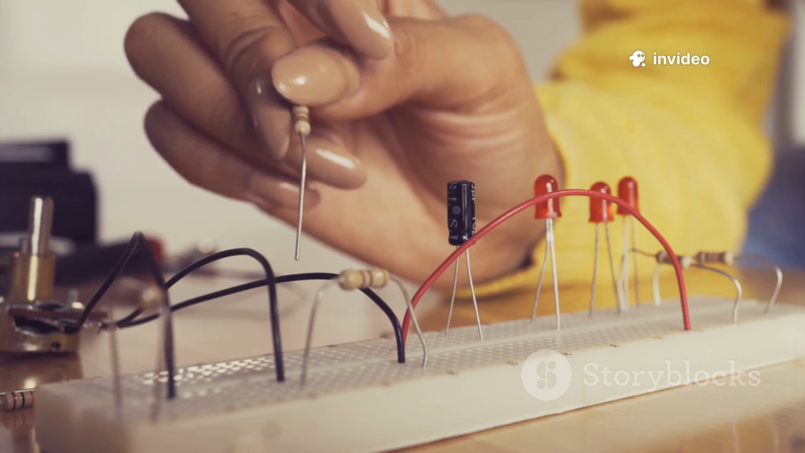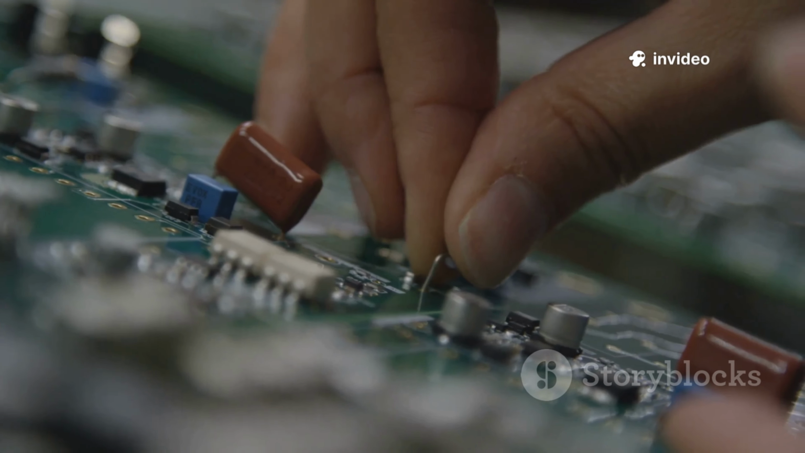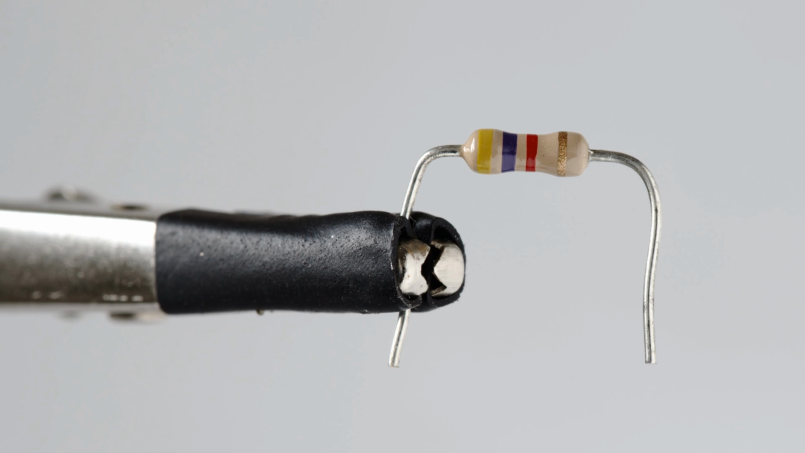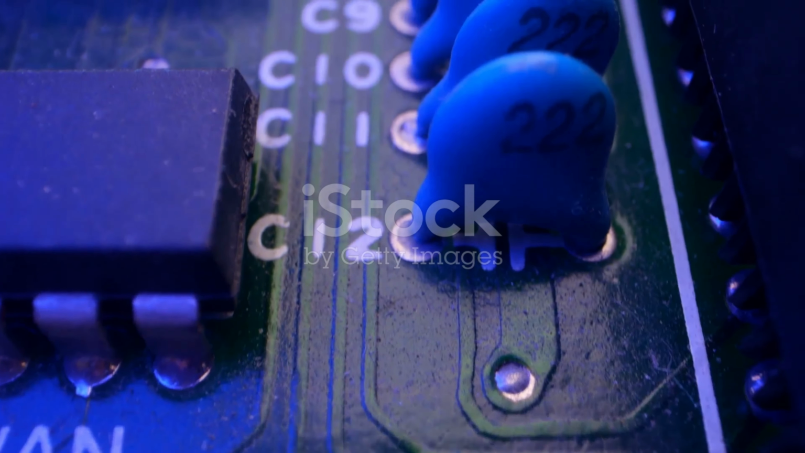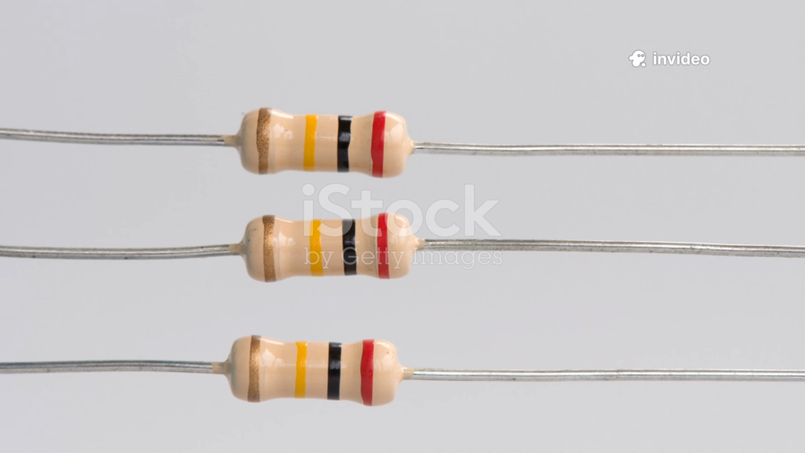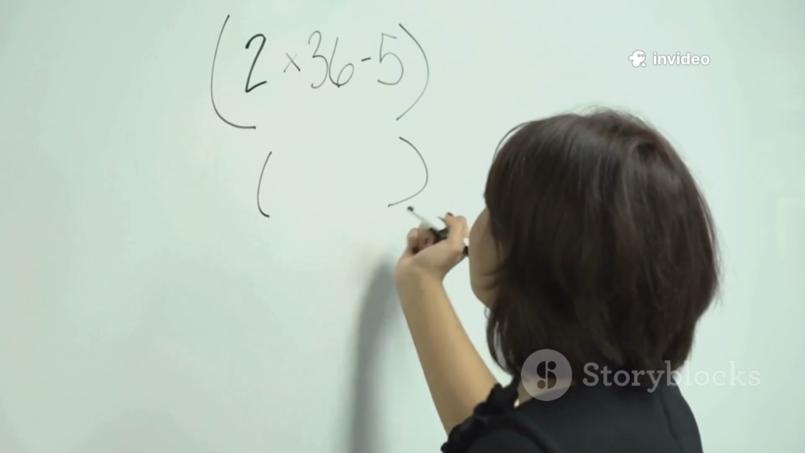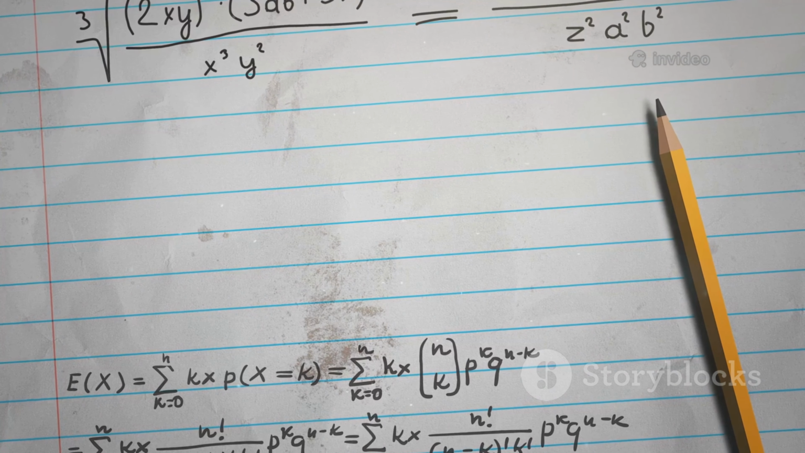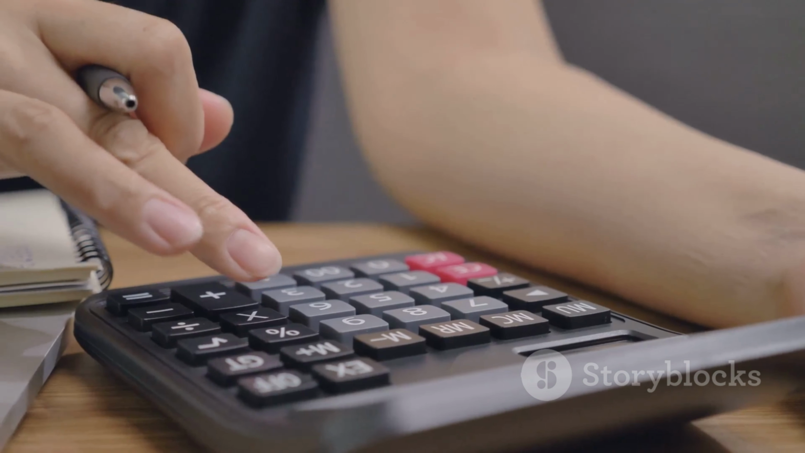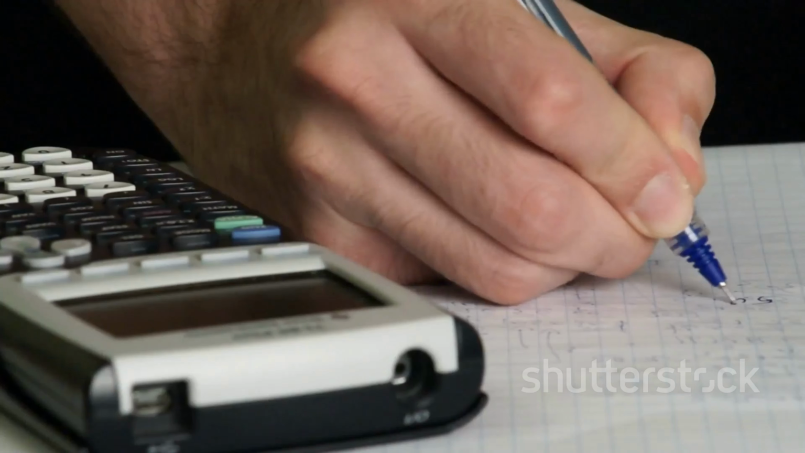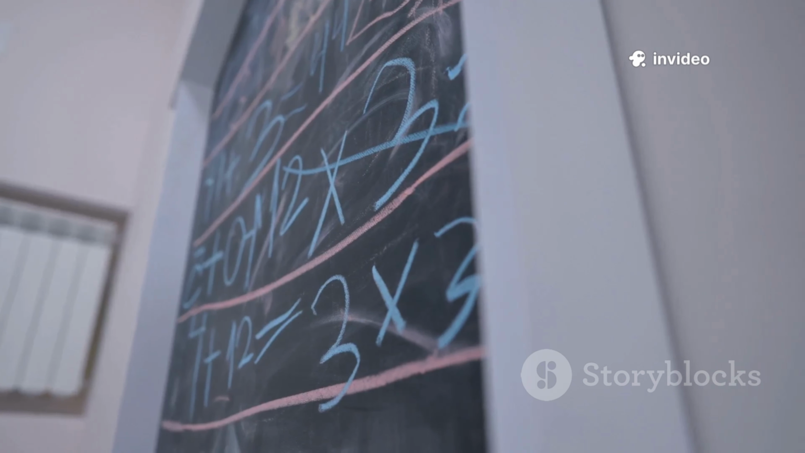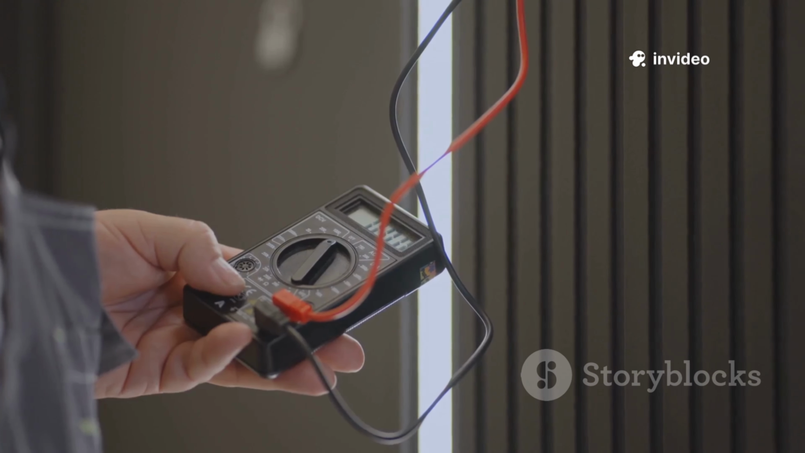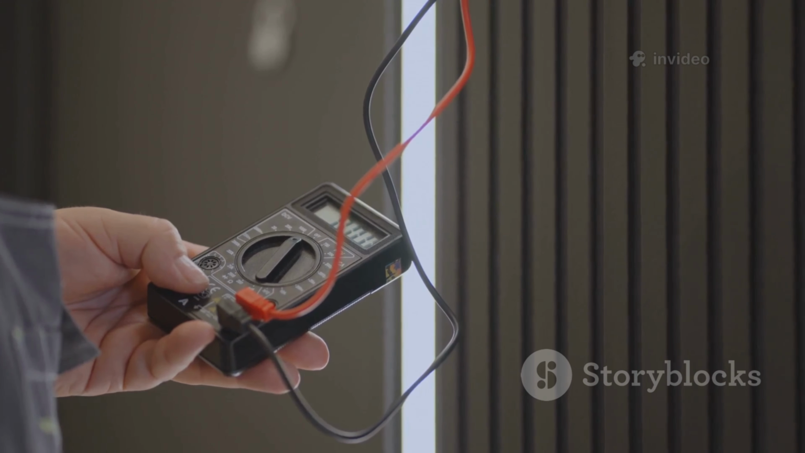Let's see it in action with a real example. Suppose we have three resistors in series: R1 = 10 ohms, R2 = 20 ohms, R3 = 30 ohms. To find the total resistance, use the formula R_total = R1 + R2 + R3. Plug in the values: R_total = 10 + 20 + 30. Add them up. 10 plus 20 equals 30, 30 plus 30 equals 60. So, the total resistance is 60 ohms. That's it. The current faces 60 ohms of opposition as it flows.